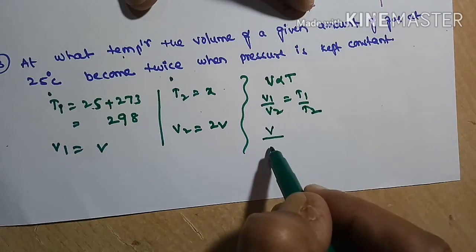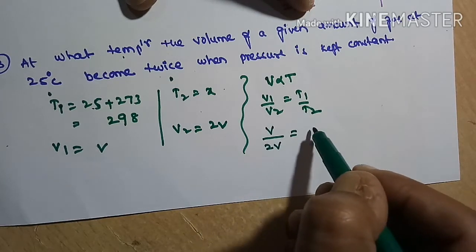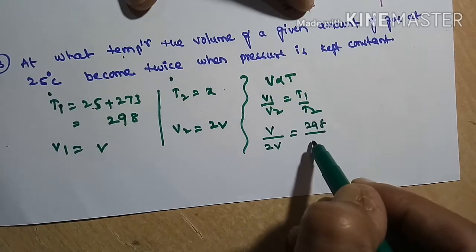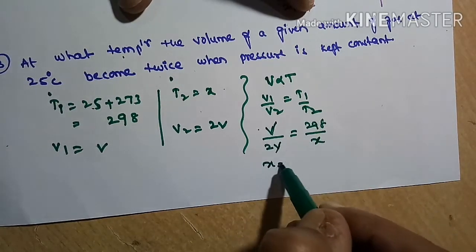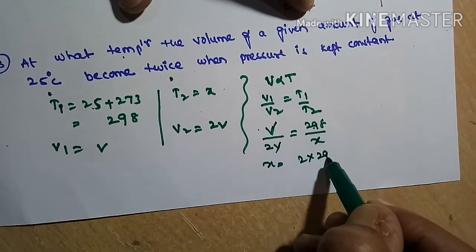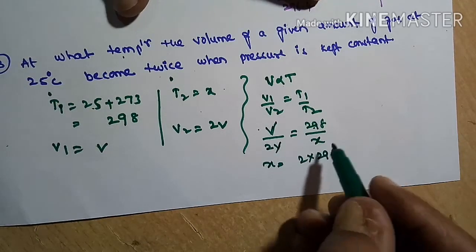V1 is how much? V. V2 is how much? 2V. T1 is how much? 298. T2 is how much? Calculate. We should calculate X. V gets cancelled. X will come to this side. So 2 into 298. 2 into 298 is how much?